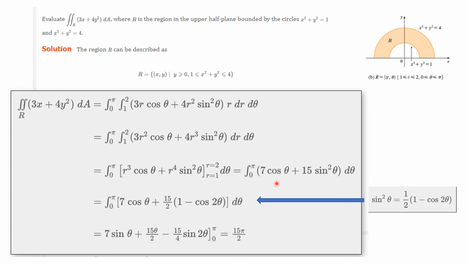7 cosine theta plus 15 sine squared theta d theta. Now I'm going to just integrate this from 0 to pi. I will do this term by term, but I have to remember that in order to integrate sine squared, I have to do that using this trig identity. So I invoke that trig identity, do the integration, and plug in the endpoints, and I get 15 pi over 2. I do expect you to be able to do calculations like this without a calculator.